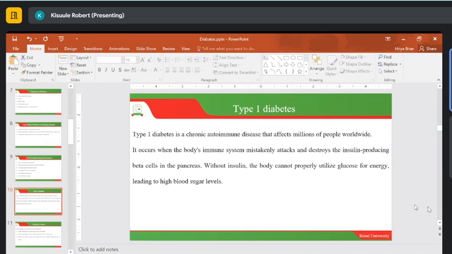And remember, without insulin, the body cannot properly utilize glucose for energy, leading to high blood sugar levels. So we should at least be able to say that the body is failing to recognize these insulin-producing cells as its own, thus leading to elevated levels of blood glucose, since insulin is no longer secreted to regulate it.